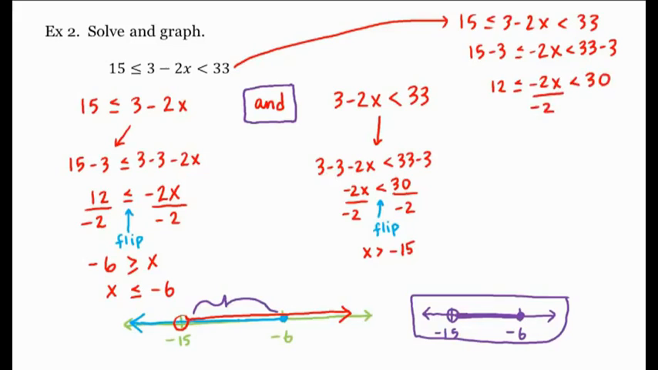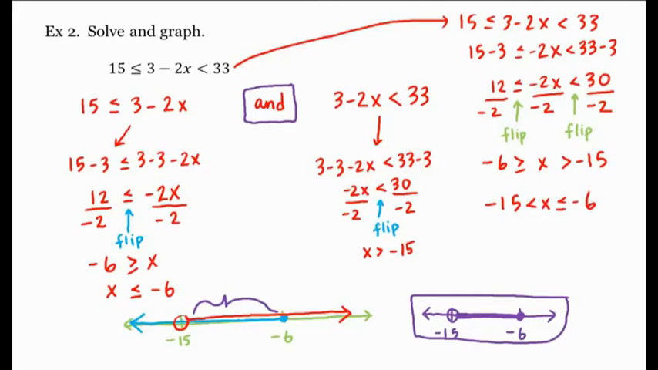And now we'll divide everything by negative 2. But remember, these have to flip. And this gives us negative 6 greater than or equal to x greater than negative 15, which we normally write in the other way, negative 15 less than x less than or equal to negative 6, which is our answer. All right, this is how we work with compound inequalities.